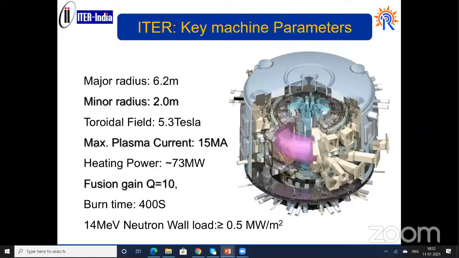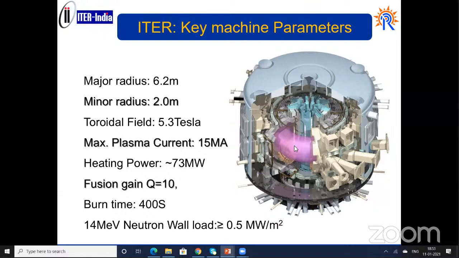The key parameters of ITER are these: the major radius, that is the radius of this big plasma volume, is 6.2 meter. The minor radius is 2 meter, which is the height of the plasma, you can say. The toroidal magnetic field will go up to 5.3 Tesla. The plasma current expected is 15 megaampere.